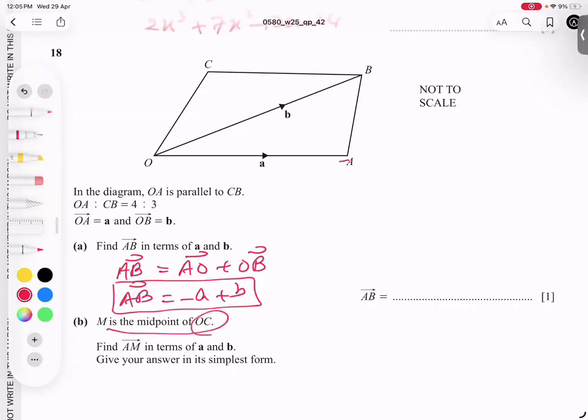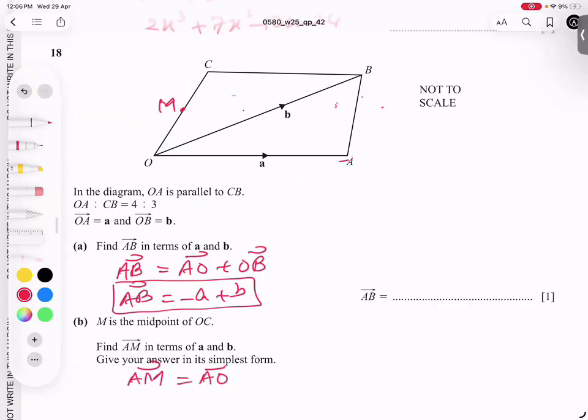Now he said M is the midpoint of OC. So where's the midpoint? Here, midpoint. This is M. And he's asking AM. So what's the path of writing AM? So AM path is so simple: A to O and O to M.